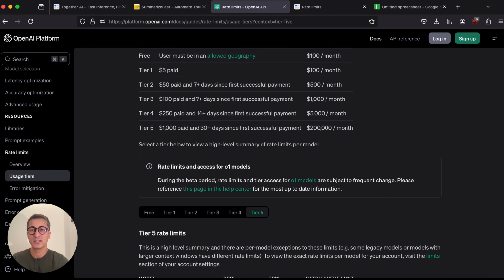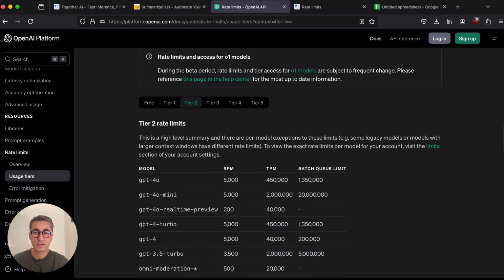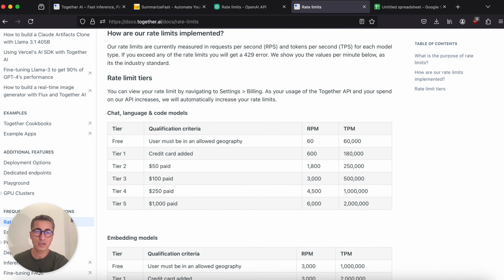For example, if you only spend $5, then you are a tier 1 customer. If you end up spending $50, then you become a tier 2. After spending $100, you become tier 3, and so on. For each and every tier, you'll see that you have different rate limitations in terms of requests per minute and tokens per minute that you can spend in a given minute in particular. And if you also search for rate limits at TogetherAI, you're going to end up at this page where you can find the rate limitations for requests per minute, and tokens per minute, depending on the tier that you are in.